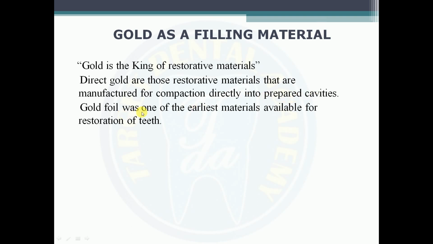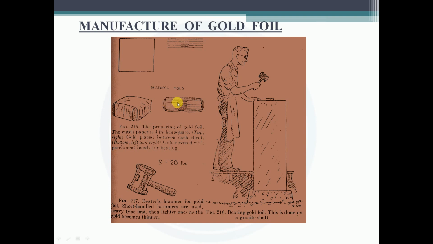Gold foil was one of the earliest materials available for the restoration of the teeth. See, this is the beater's hammer. He's beating the gold. He's beating the gold on a granite shaft. It's the gold mold and it is the beater's hammer, beating the gold foil on a granite shaft.